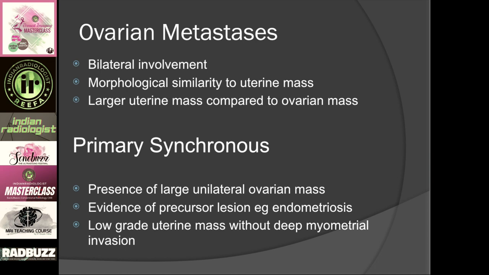The tumor is going to look similar to the primary tumor in the endometrial cavity, and the uterine mass is going to be larger than the ovarian masses. If it's primary synchronous tumors in the ovaries, it's going to be a large unilateral ovarian mass. There are going to be precursor lesions such as endometriosis or endometrioid cyst, and the uterine mass is going to be low-grade tumor. What I mean is, let's say, a stage 1 tumor, then it's unlikely to be ovarian metastasis. Whereas if you see a stage 1B or a stage 2 tumor, definitely on imaging, then it could be ovarian metastasis.